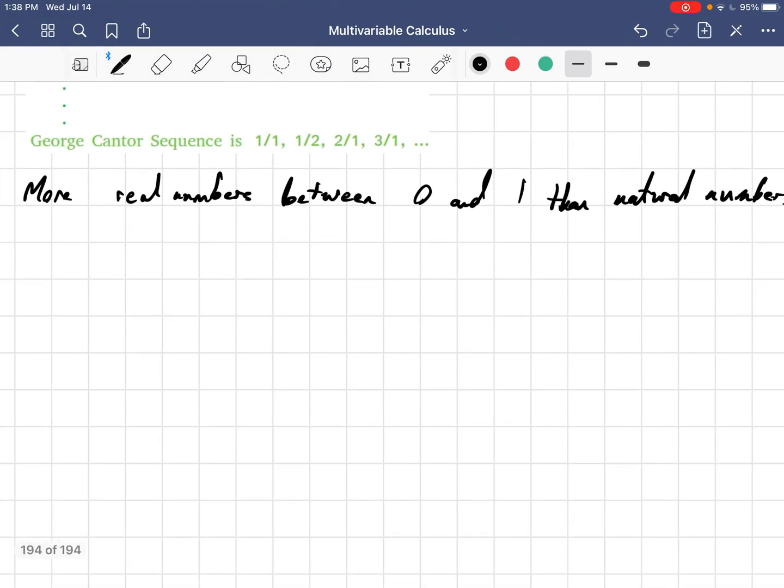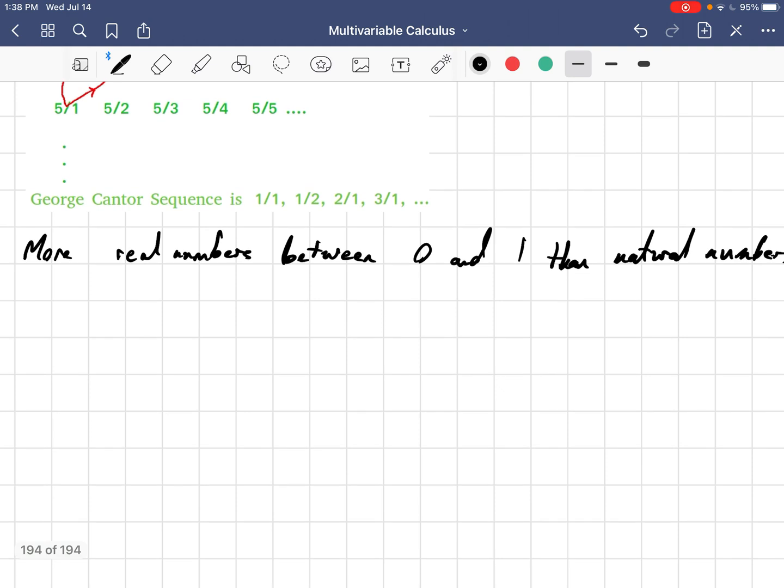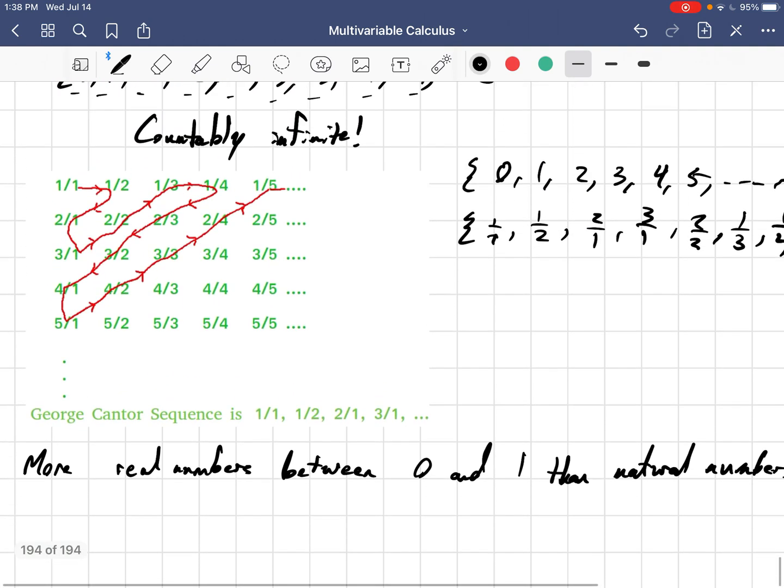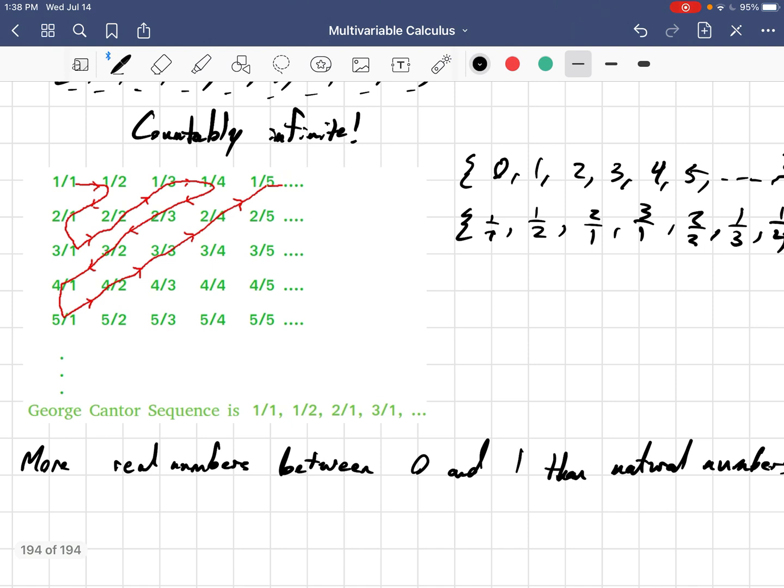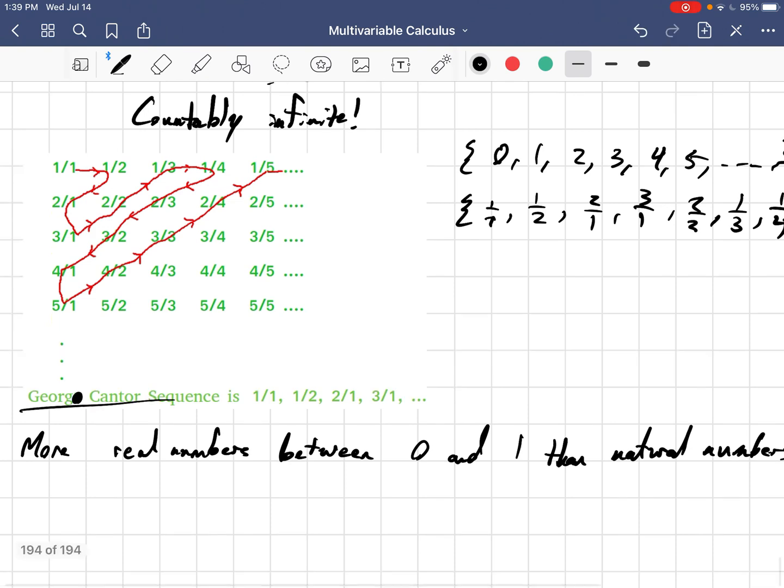Now, the mathematician who showed this also came up with this way of devising writing down the rationals. Georg, they spelled his name wrong. It's actually Georg, there's no E. It's Georg Cantor.